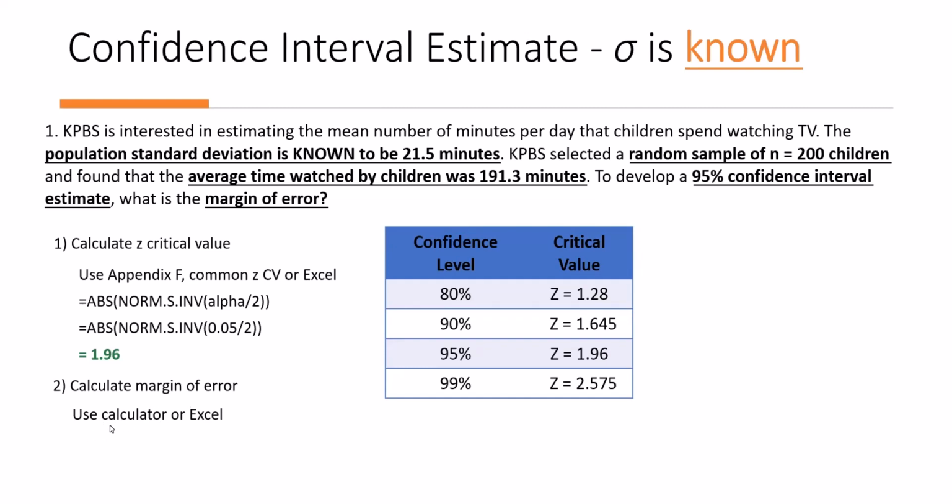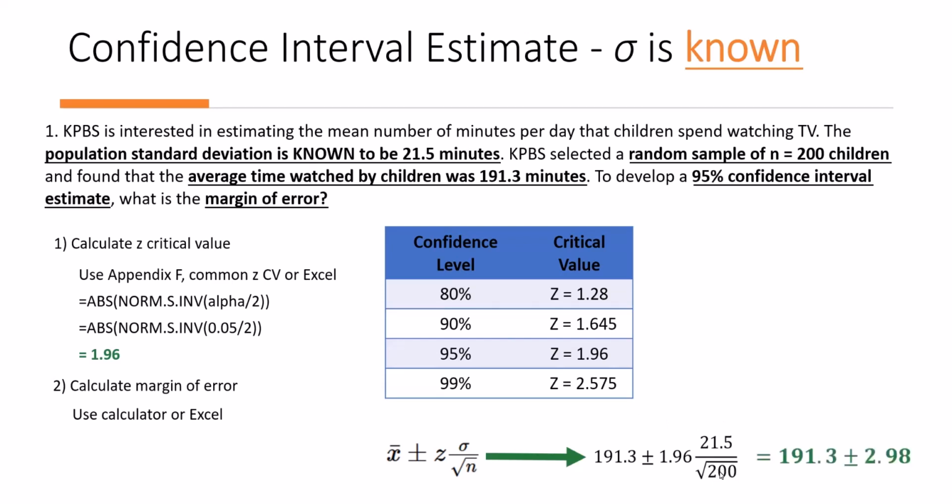For this one, we could either use a calculator or Excel. Here's our formula for the margin of error, and specifically to the right of the plus or minus sign. So we have our Z critical value, and then we have our standard error. So the population standard deviation divided by the square root of n, or our sample size. So we could just plug in our numbers from the story, and we would get 1.96 for a Z critical value times 21.5 for the population standard deviation divided by the square root of 200. And that gives us a margin of error of 2.98.